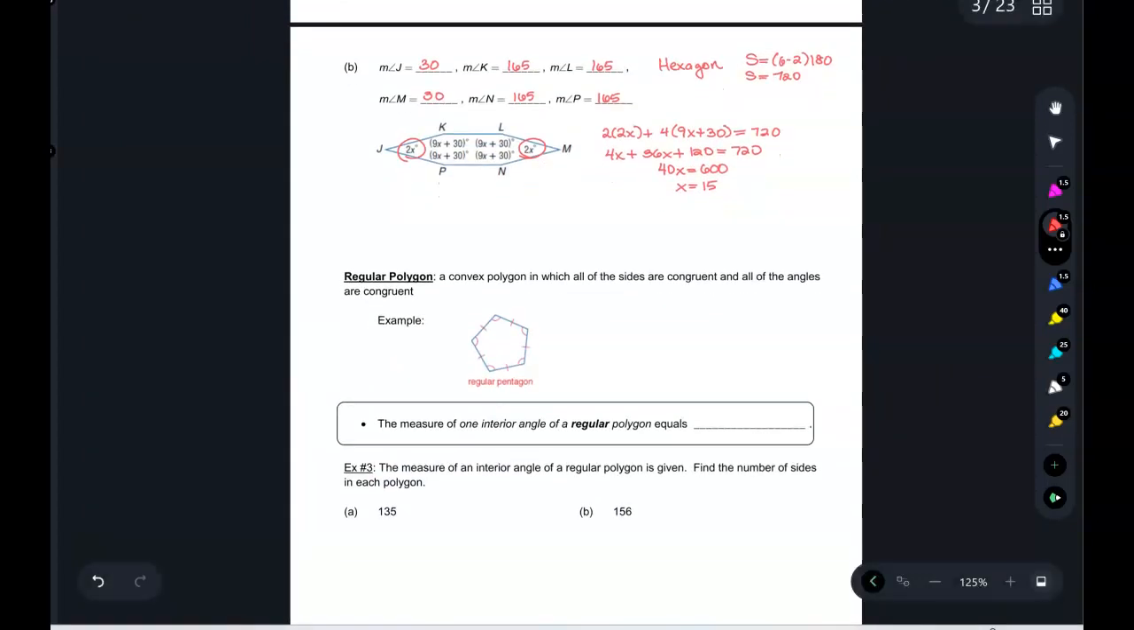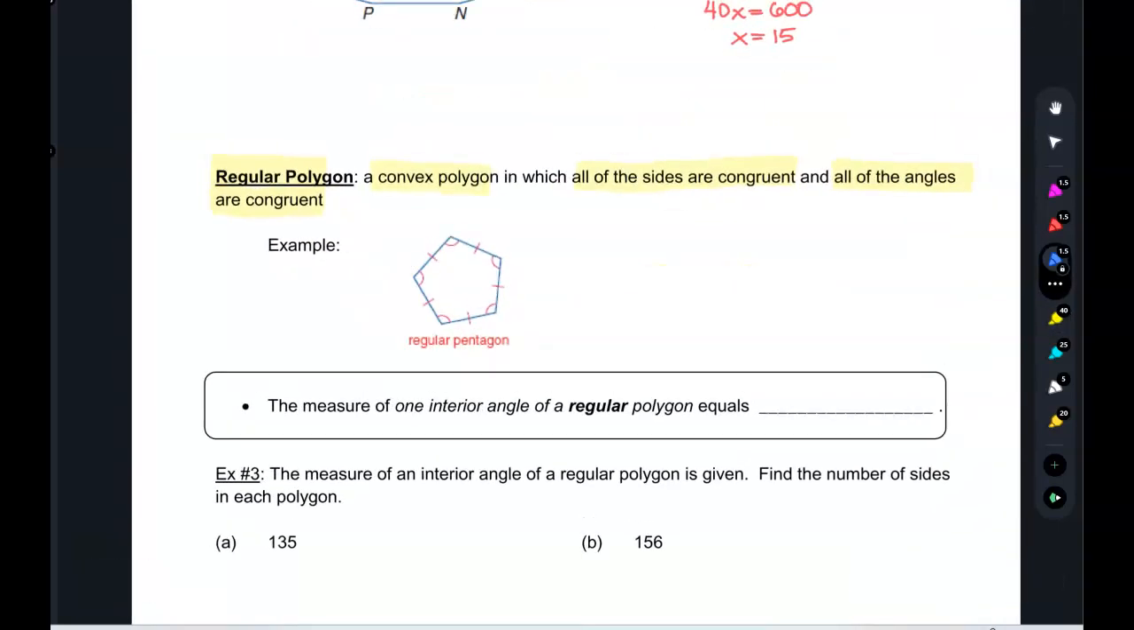Okay, regular polygon. Again, this should be review. First of all, it has to be a convex polygon. What do we know? All the sides are congruent. All of the angles are congruent. Is there another way we could describe that? If the sides are congruent, what do we call that? Equilateral. And all the angles equiangular.